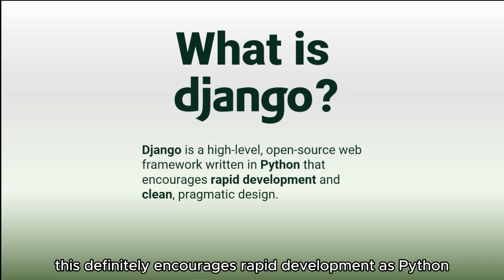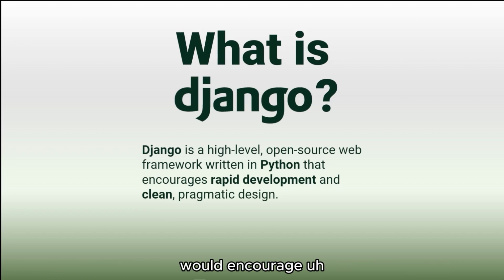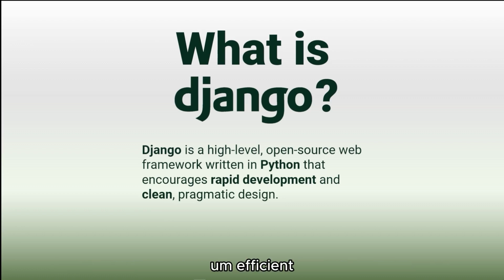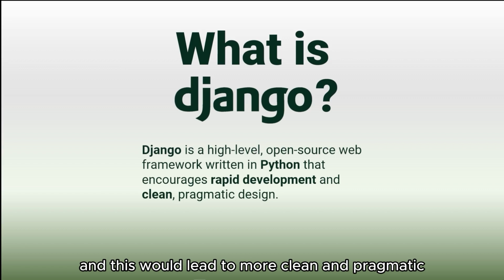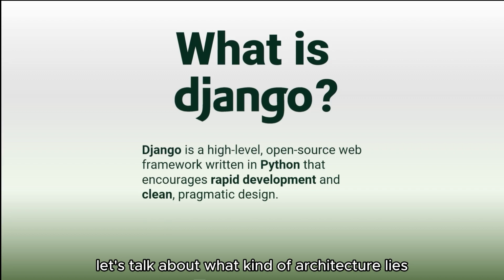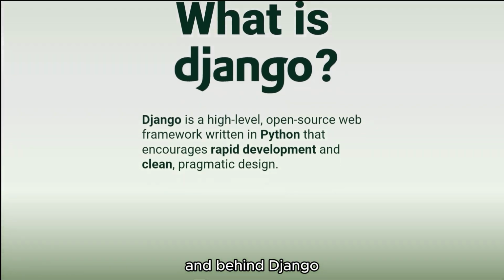And this definitely encourages rapid development, as Python would encourage lesser code, or code that would be a lot more efficient, meaning less lines and less time to run said code. And this would lead to more clean and pragmatic design or code practices. So before we get into that, let's talk about what kind of architecture lies behind Django.